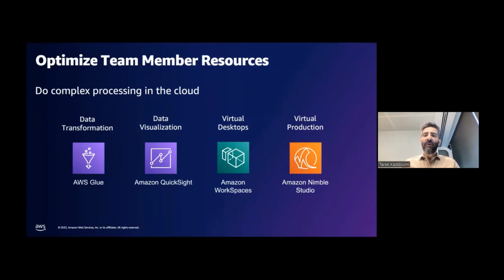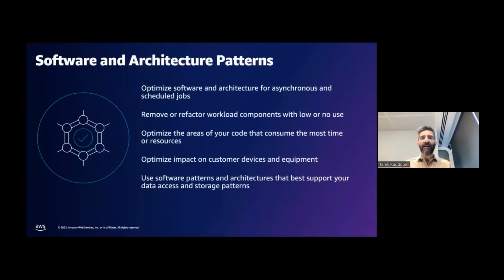Moving forward, we have what we call the software and architecture patterns, which can help you in order to optimize the software design decisions for asynchronous, for queuing, for scheduling, and it can help you to make a decision whether to remove or whether to refactor workloads because of your analysis of the usage of these workloads, whether they are in a low usage mode or they are not used at all, but you're considering keeping them for a reason. This will help you also to optimize the area of your code that can consume a lot of resources.